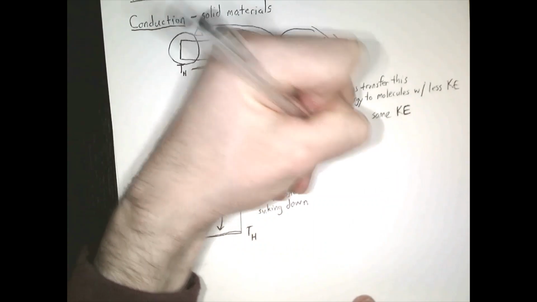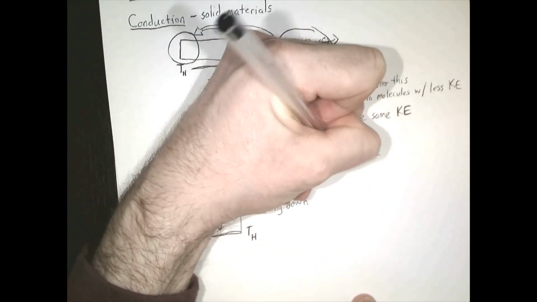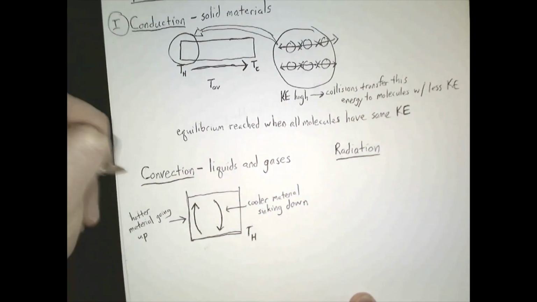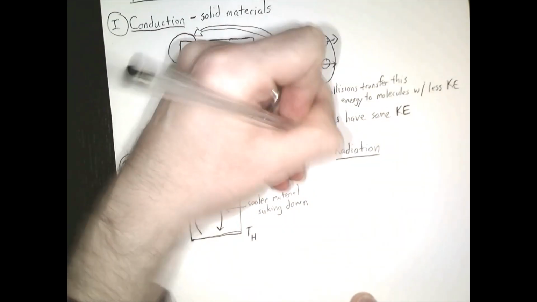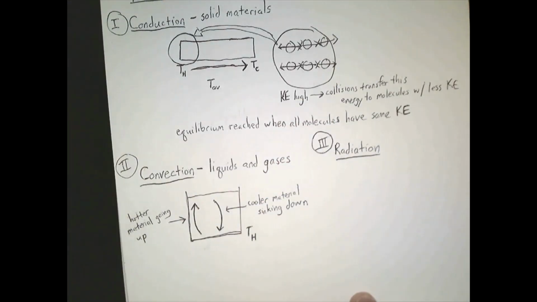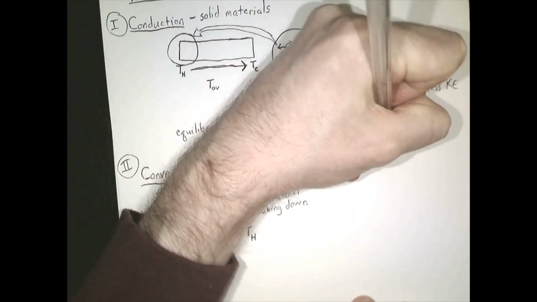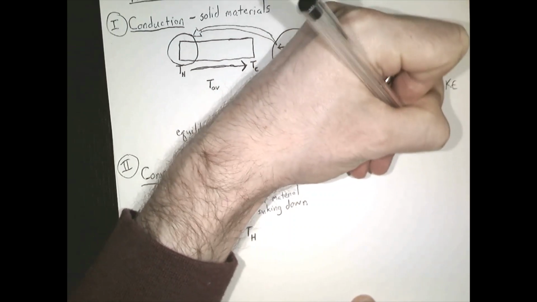Lastly is radiation. It's our third and final heat transfer mechanism. So conduction was number 1, convection was number 2, and radiation, we're going to end with number 3. Conduction works for solids, convection works for liquids and gases. Radiation, you do not need any medium for that heat transfer to happen, so no medium required.